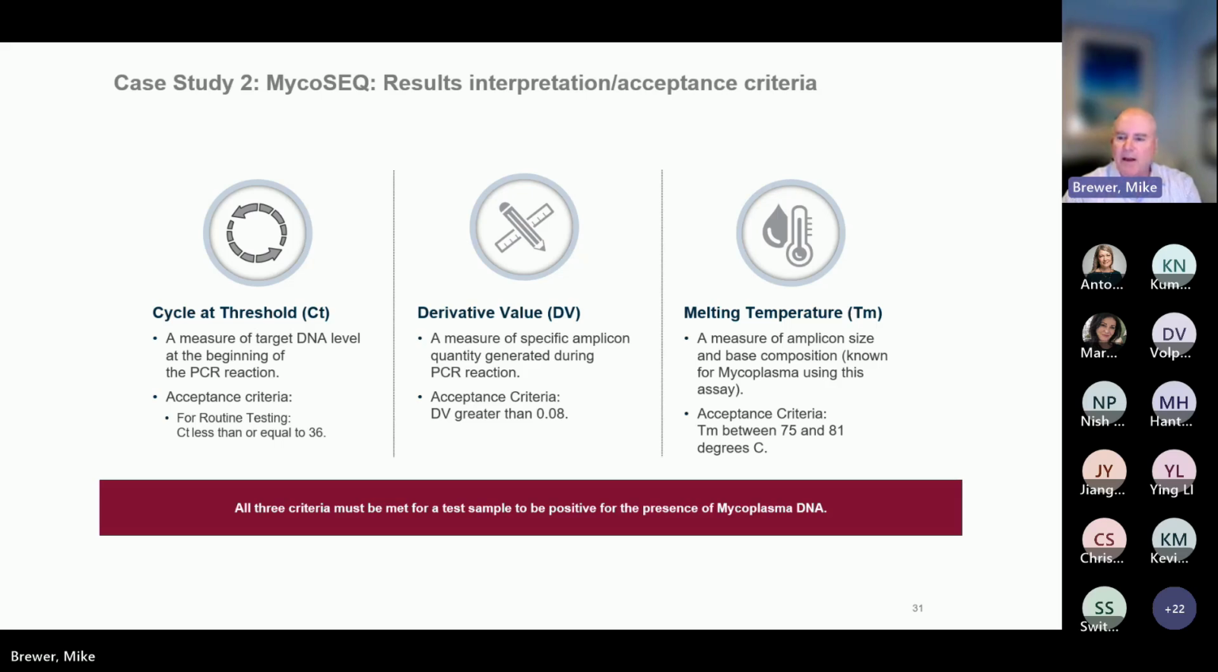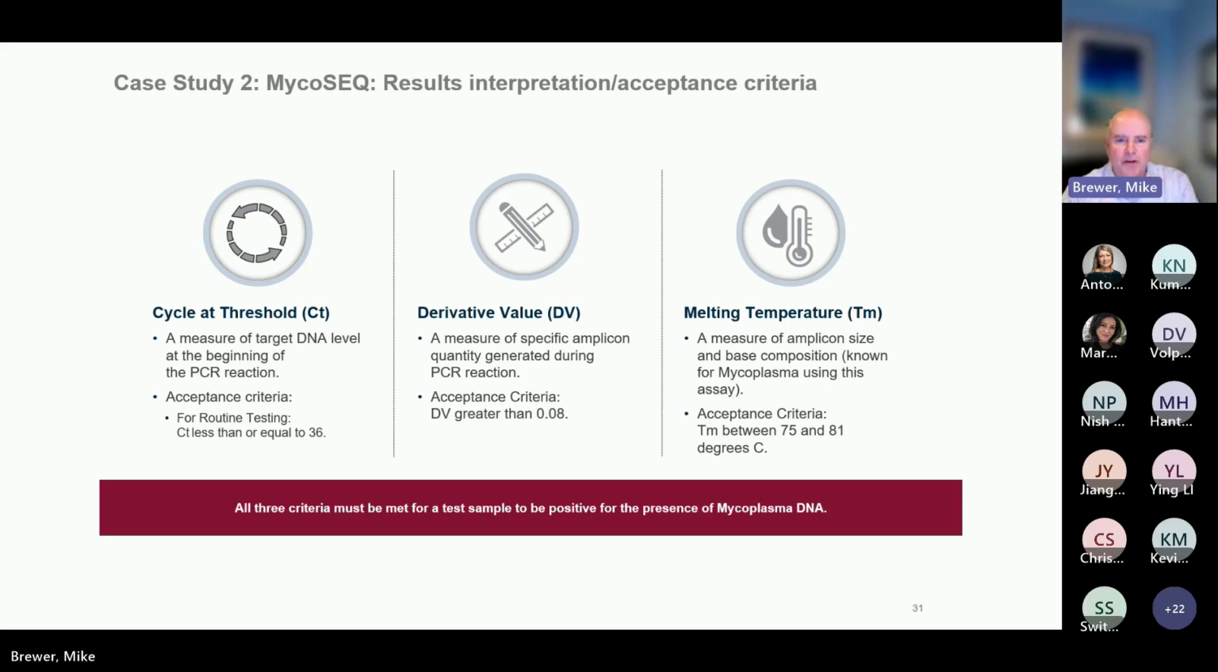Detection based on SYBR Green dye. The SYBR Green dye actually intercalates into double-stranded DNA, and it becomes fluorescent when it's bound to double-stranded DNA. So to analyze the amplicons, we can melt that DNA and look at the temperature at which it melts and also the amount of fluorescence that's released. So the derivative value is a measure of the specific amplicon created during the PCR reaction. And that's indicated by the peak height, the amount of fluorescence released during melt.